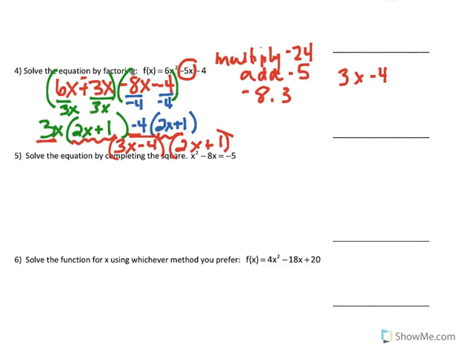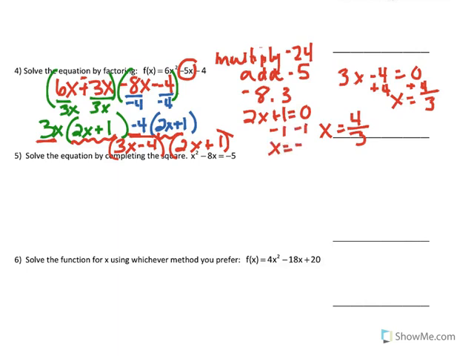And it says solve the equation. So this is not solved, this is just factored. So we're going to set these equal to 0. We're going to add 4, then x equals 4 over 3. So we have 4/3 for one of our x's, and then our other factor was 2x plus 1. We're going to set that equal to 0. Subtract 1 on both sides, and then divide by 2, and then the other answer would be negative 1/2. Okay, those would be my two answers.